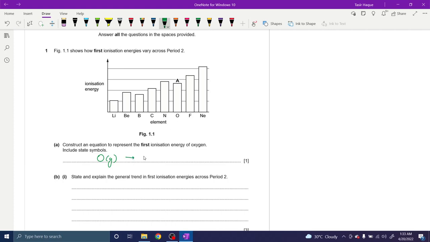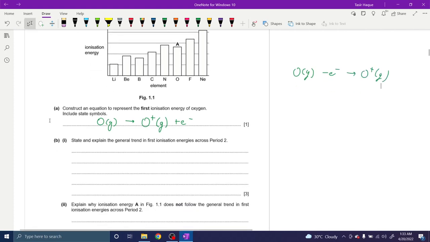So this turns into a cation, right? And 1 mole of electrons is released. You had an alternate option. You could also write this loss of electrons. This also works. This is fine. State and explain the general trend in first ionization energies across period 2.